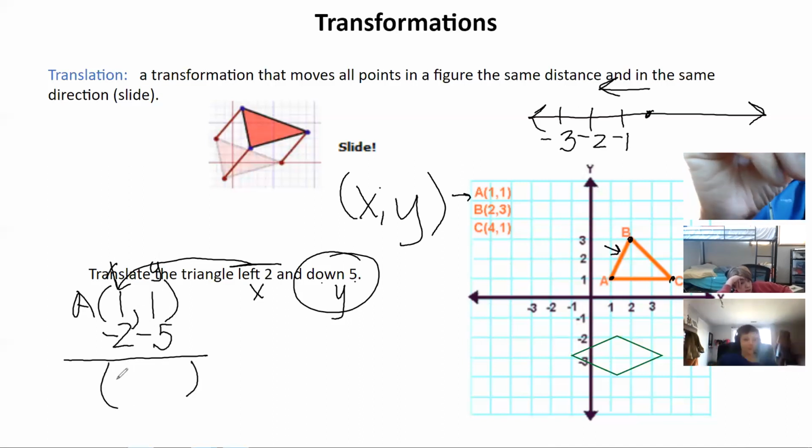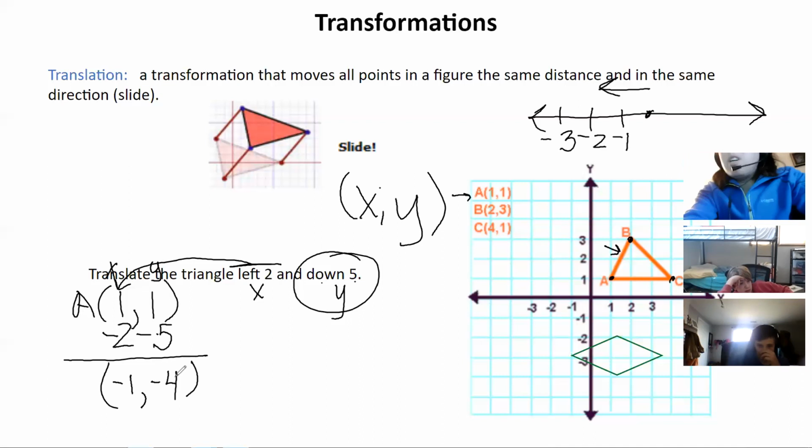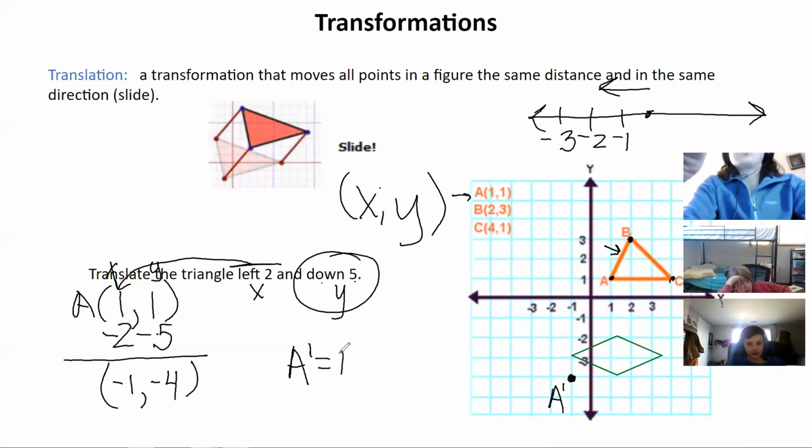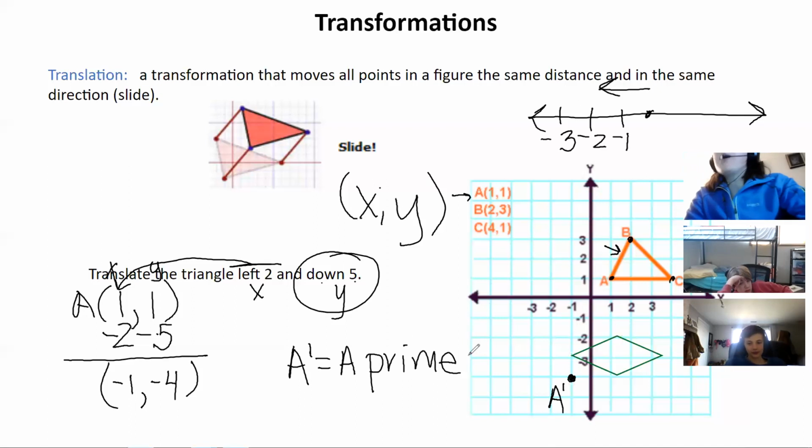1 minus 2 gives me -1. 1 minus 5 is -4. So that tells me A should be at -1, -4. And since it's an image that I moved, I call it A prime. This little thing means prime. That's what you get after you do a movement like that, A prime.